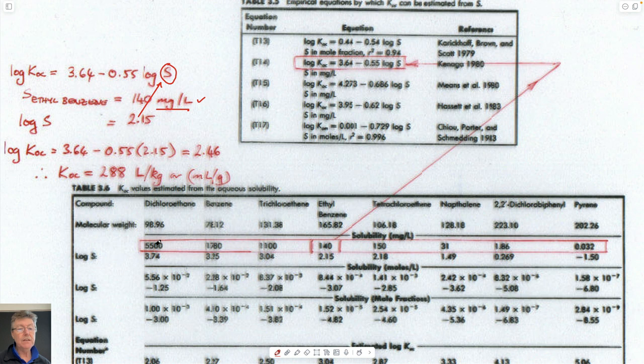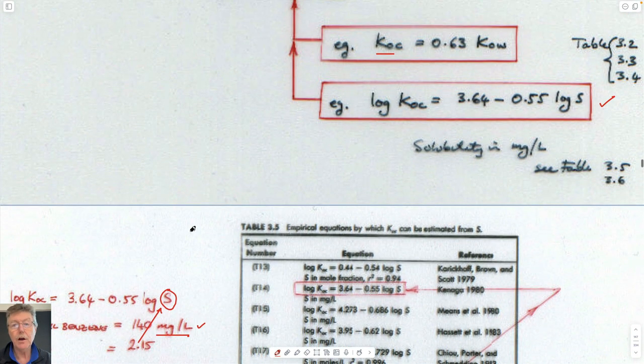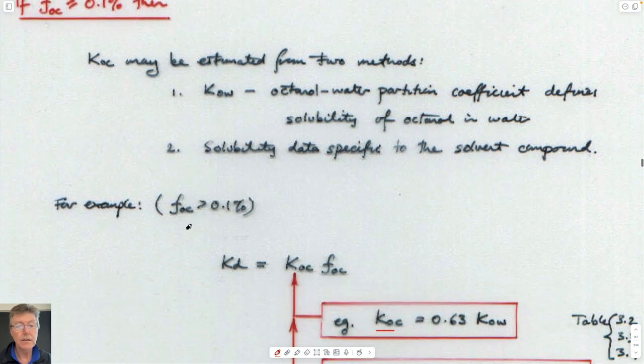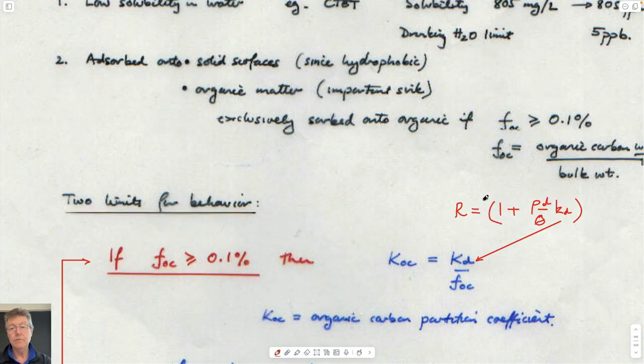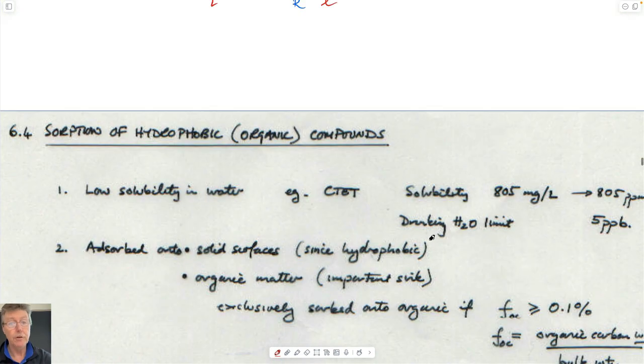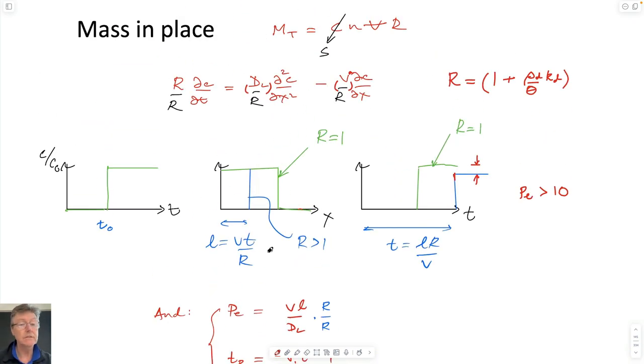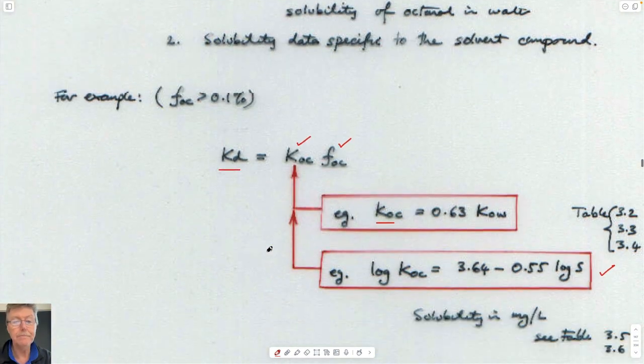So immediately, for any particular solvent for which you know the solubility and the log solubility, you can calculate what this organic carbon partition coefficient is. And if you know this, then you can calculate this. And if you know how much carbon is in the aquifer, you know this. And if you know the distribution coefficient, you know this. And if you know that, then you know everything about this system. So that's kind of where we're going.